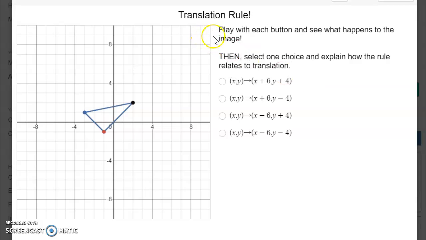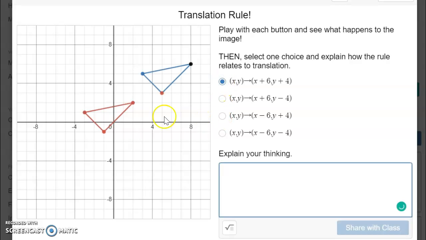Next up, translation rule. Play with each button and see what happens to the image. So if I click on the first one, my red is my origin. It transforms to the blue over there. Or if I pick the next one, it moves down here. Or if I pick the third one, it will move over here. And then the fourth one, it will move over there. Okay, so now let's look at the numbers.